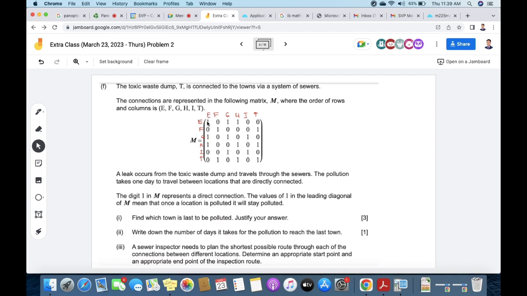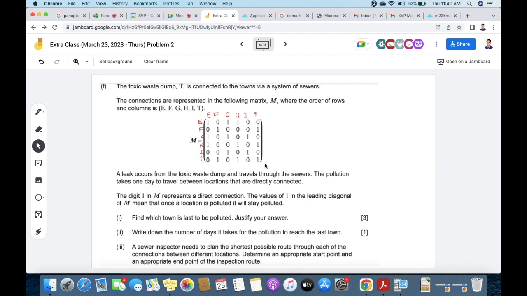So again, E is expected to be the same E. So this one is 1. It means it's connected because it's the same sewer. F and F, it's 1. G and G, it's 1. That's why we call this the diagonal, the leading diagonal. All right? Do you follow?